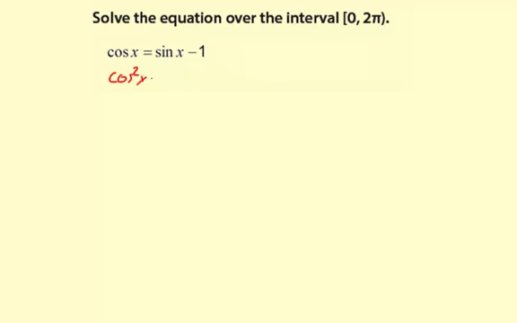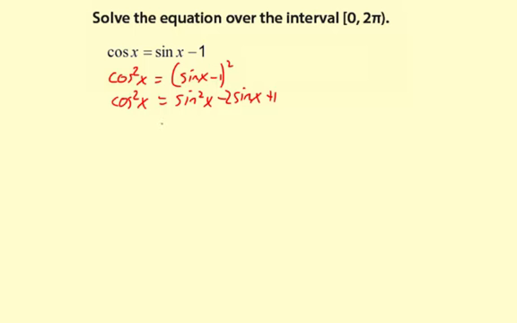Cosine squared of x equals sine of x minus 1 squared. So we square both sides, and then I'll simplify the right side and we'll try and solve and see what it looks like. Okay, so cosine squared x equals sine squared x minus 2 sine of x plus 1. I just applied the special pattern here.